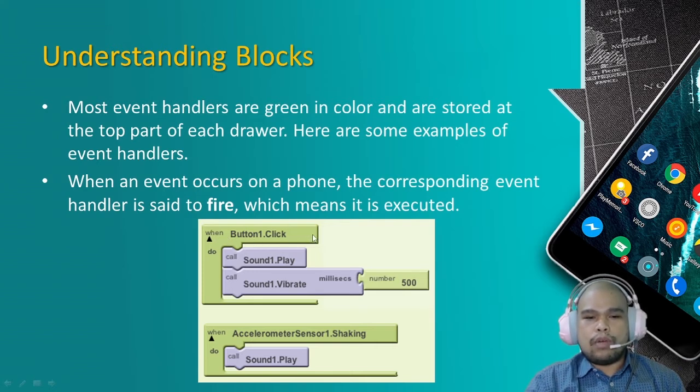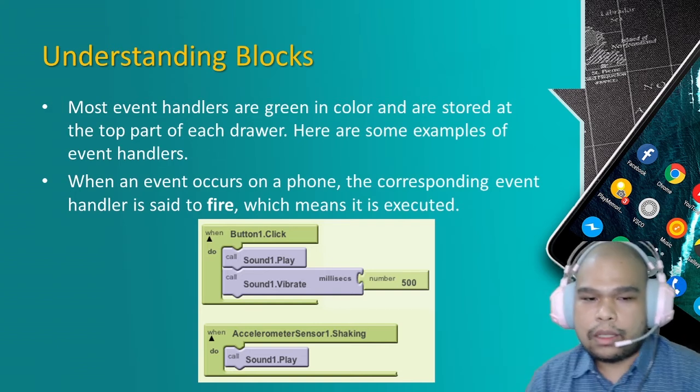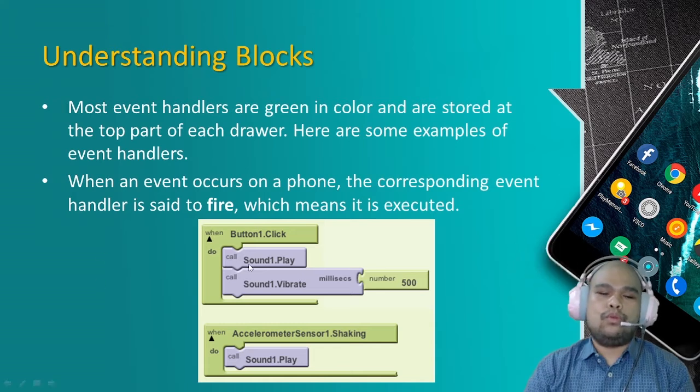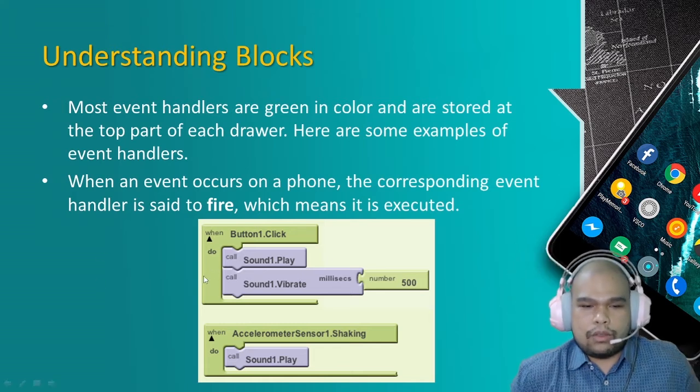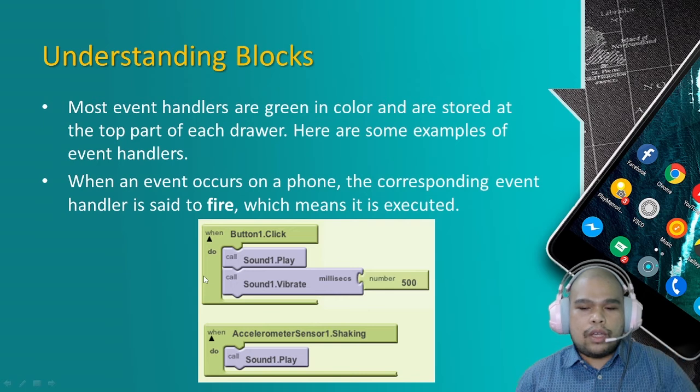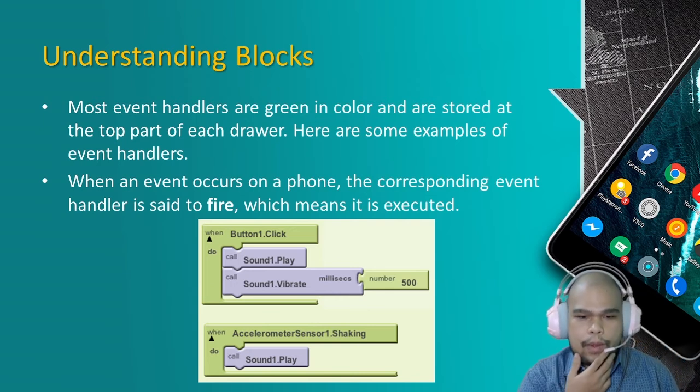Okay? So, when button 1 is clicked, so this is basically, again, as I said earlier, your conditional statement. So, if this is satisfied, and let's say the button is clicked, we have the do here in our event handler. That means these are the activities that our event handler will perform.